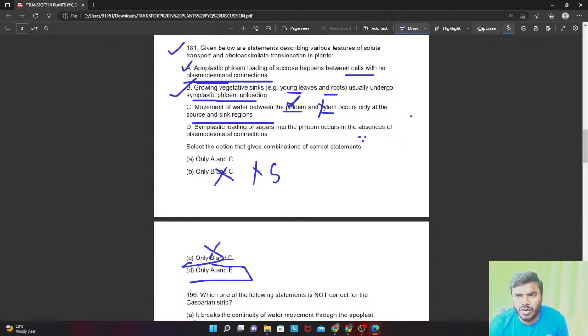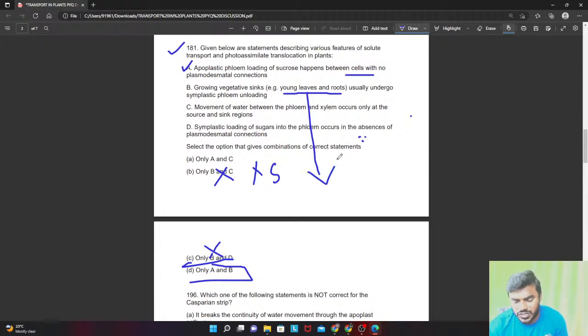No, no, no. Young leaves and roots also. See, no. Mauli, you forgot it, right? I am explaining, people are understanding. Understand my words correctly. Young leaves and roots.